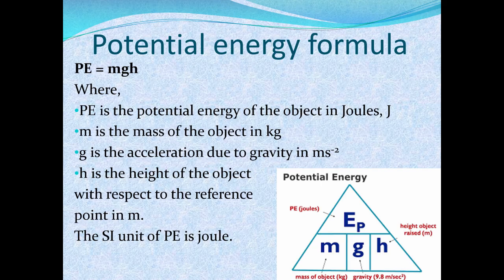P equals mgh, where P is the potential energy of the object in joules, J. m is the mass of the object in kg. g is the acceleration due to gravity in m/s². h is the height of the object with respect to the reference point in m. The SI unit of P is joule.